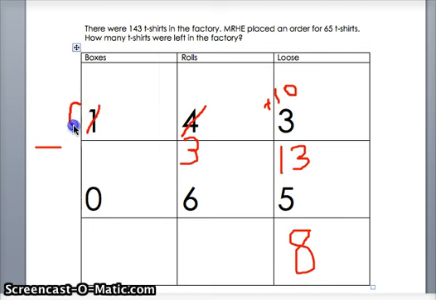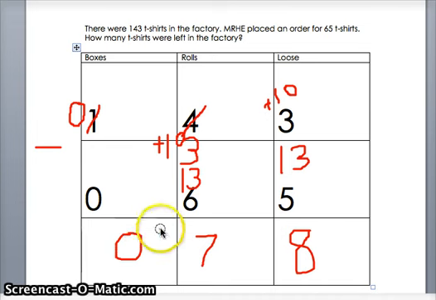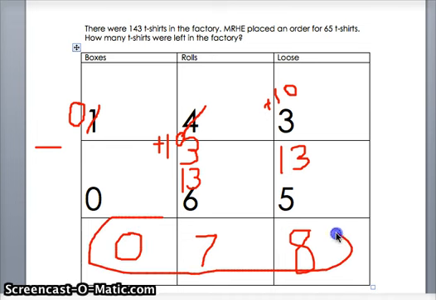So if I open up a box, I now have 0 boxes, and in that one box there were 10 rolls. So I add 10 to my rolls column, and now instead of having 3, I have 13. 13 minus 6 is 7, and 0 minus 0 is 0. So I have 78 t-shirts left.